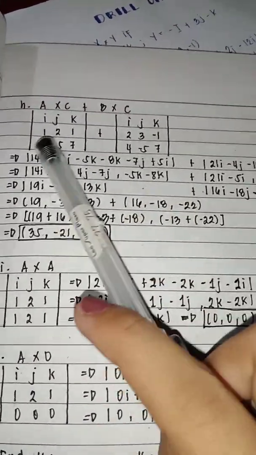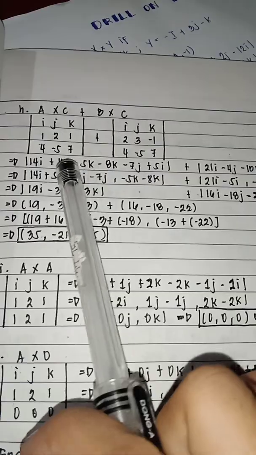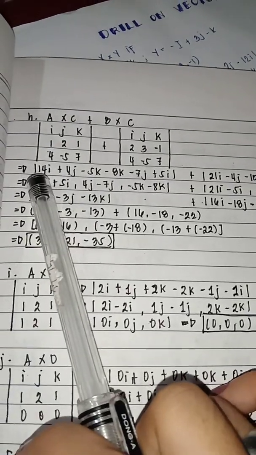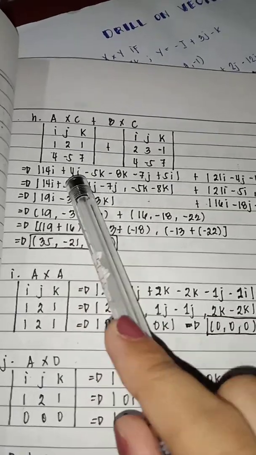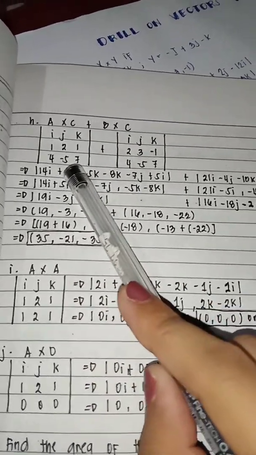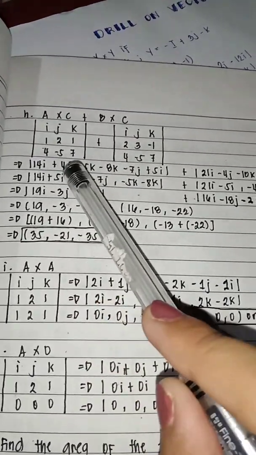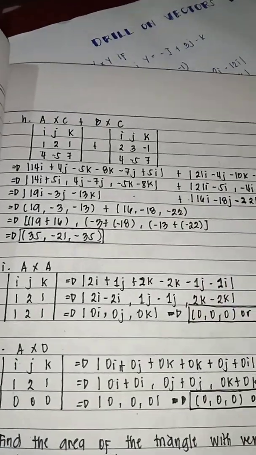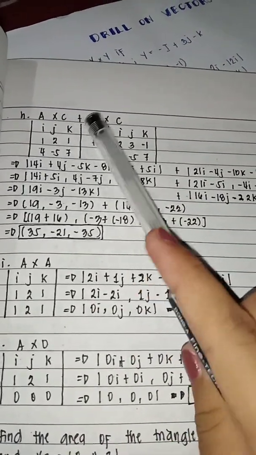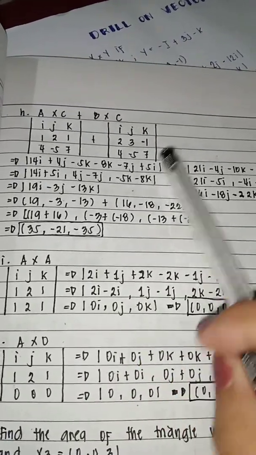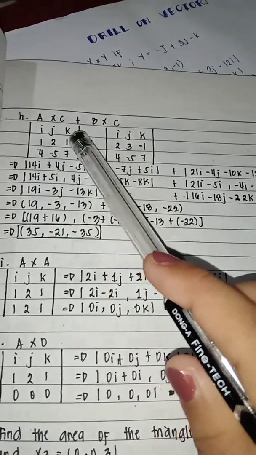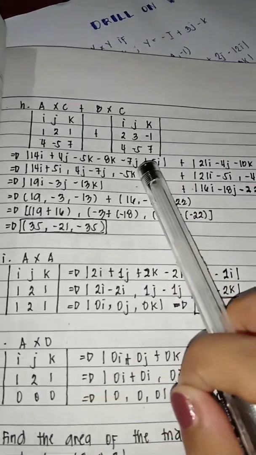So i times 2 times 7 is equal to 14i. j times 1 times 4 is equal to 4j. k times negative 5 times 1 is equal to negative 5k. Next, 4 times 2 times k is equal to 8k. i times j times 7 is equal to negative 7j. i times 1 times negative 5 is equal to positive 5i.